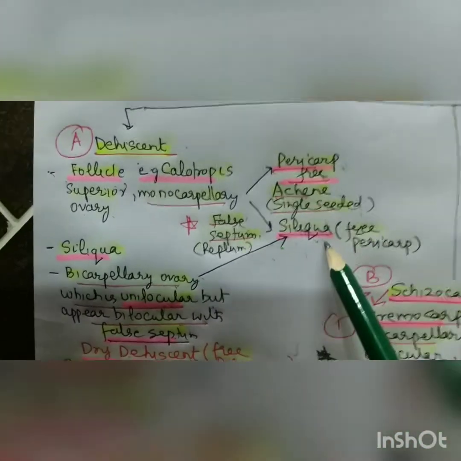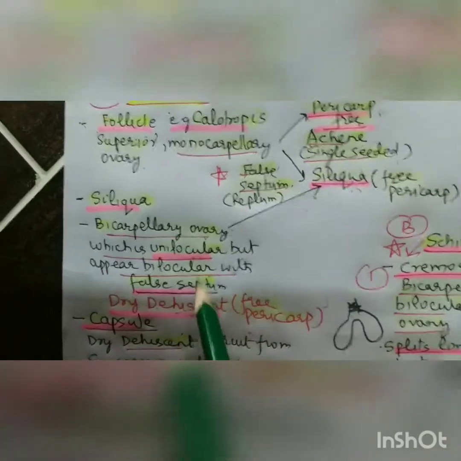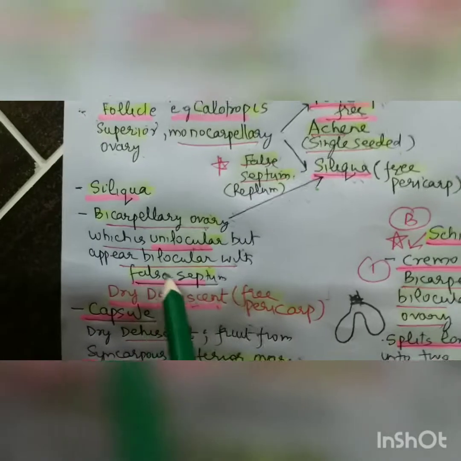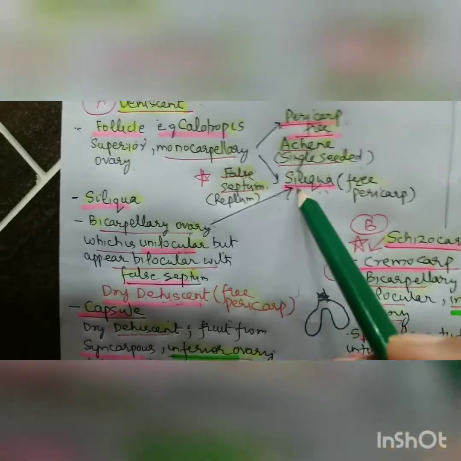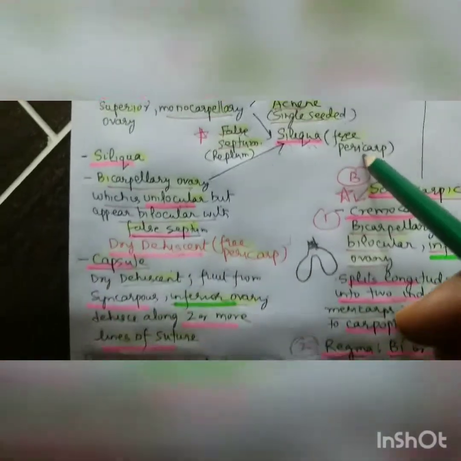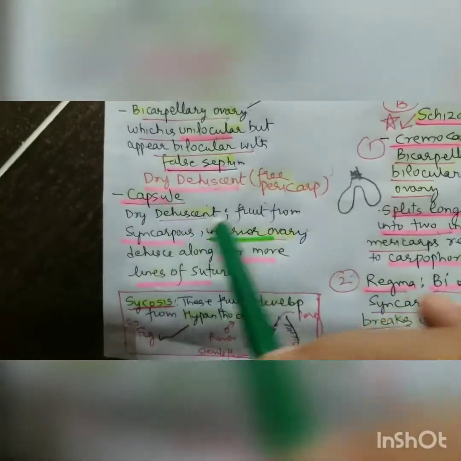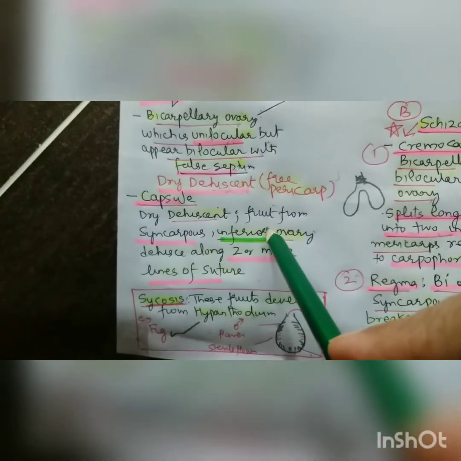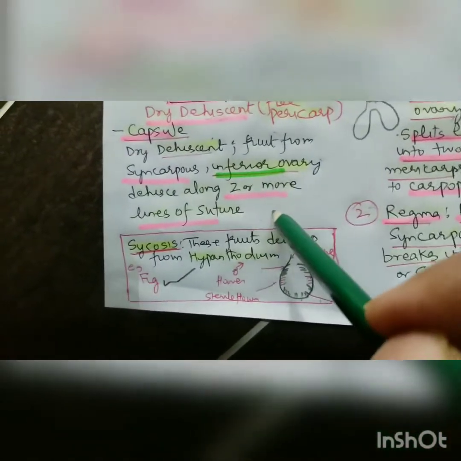Siliqua is also a monocarpellary ovary, but because of the formation of a false septum, that is the replum, it becomes a bicarpellary ovary, which is unilocular but appears bilocular with the formation of the false septum. In siliqua the pericarp is also free, so it is dry dehiscent with free pericarp. Then we have capsule, a dry dehiscent fruit, but it comes from an inferior ovary. This is the difference from the earlier two, and dehiscence is along 2 or more lines of suture.